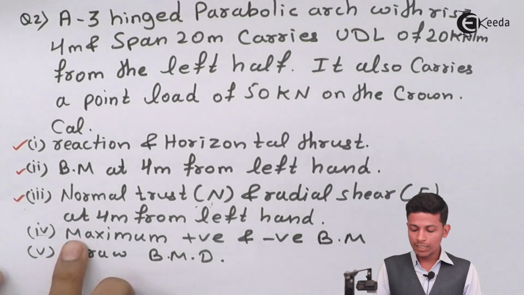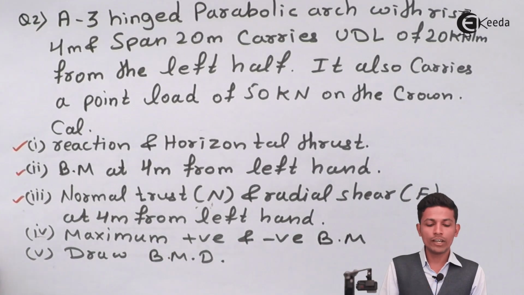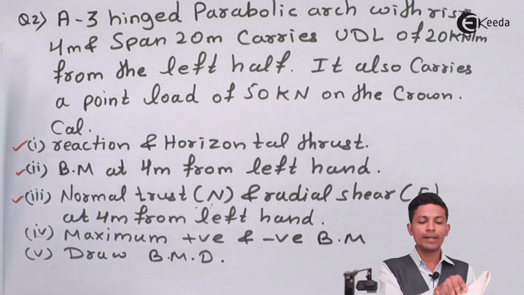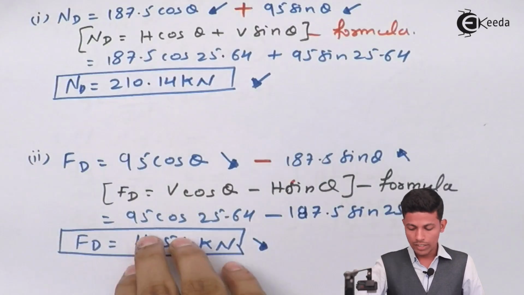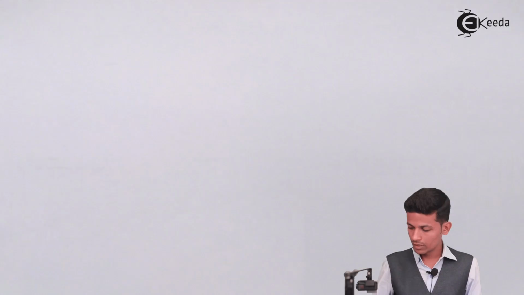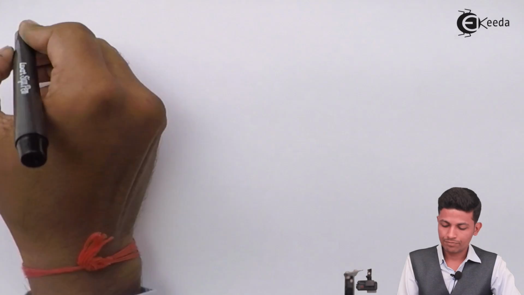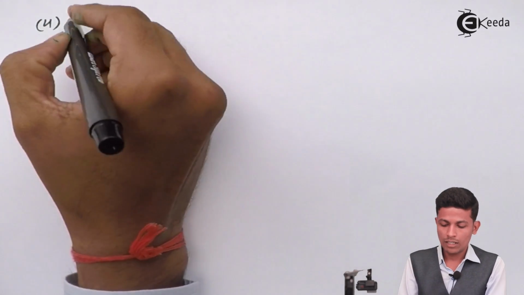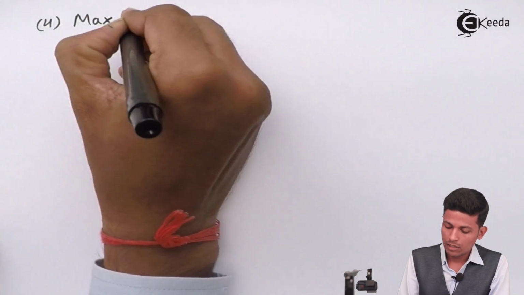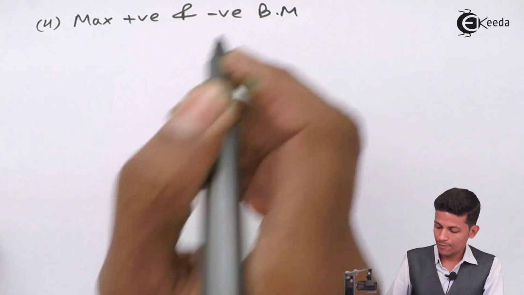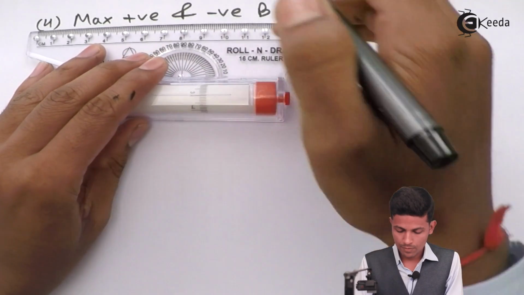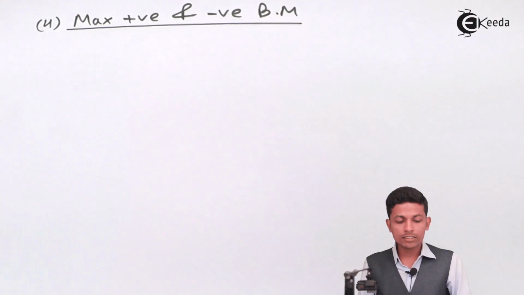After that, maximum positive and negative bending moment. Now let's see what the maximum positive and negative bending moment is over here. Now let's see the next topic. Next topic will be our step number, okay, maximum positive and negative bending moment.